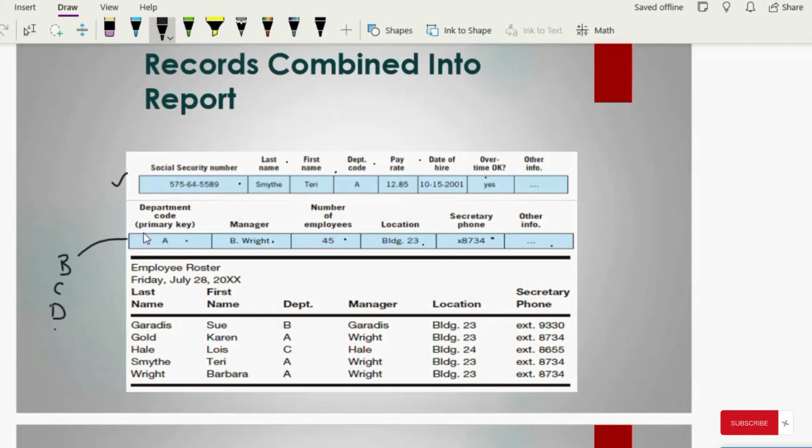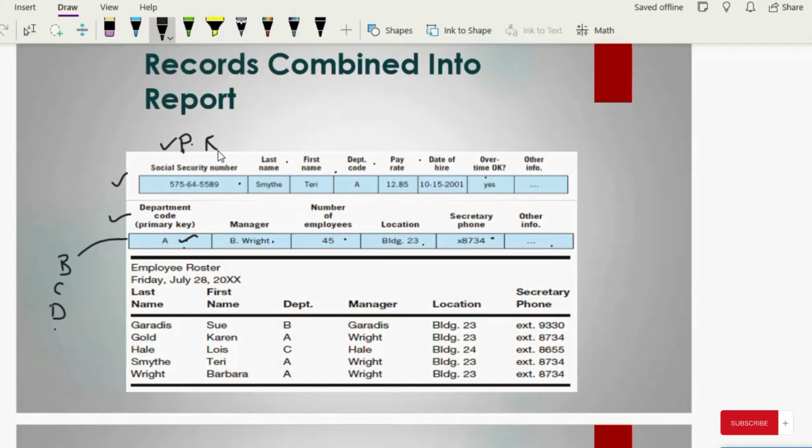Because a department will not be repeated again and again, they made department the primary key in this department information table, but in the first table, which is the employee record, they made social security number the primary key.